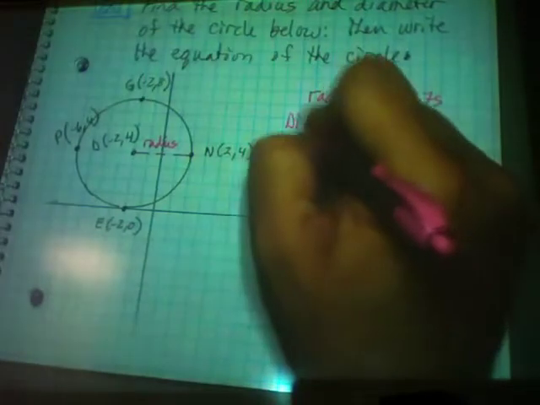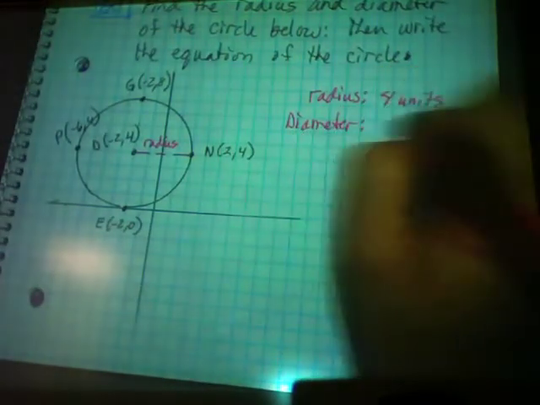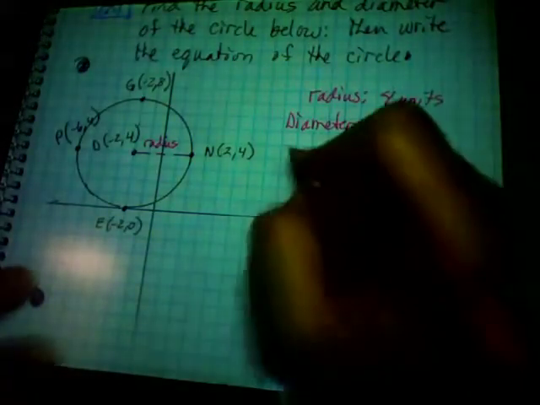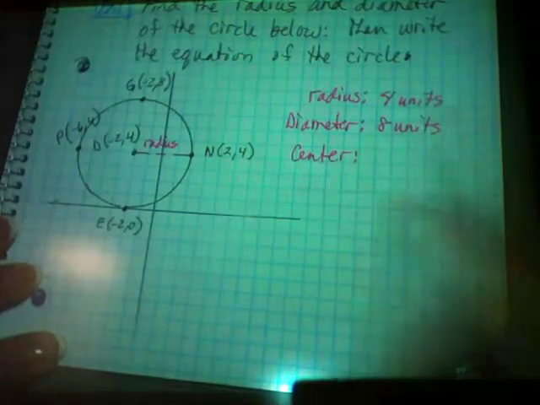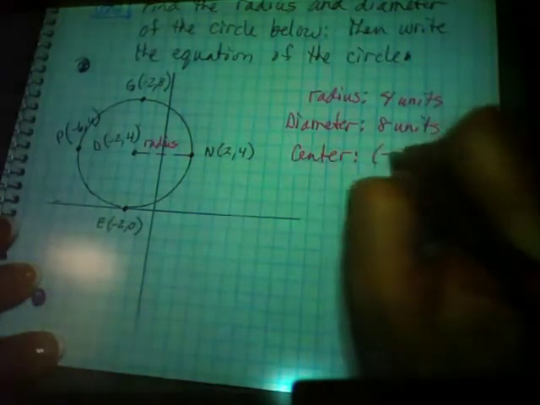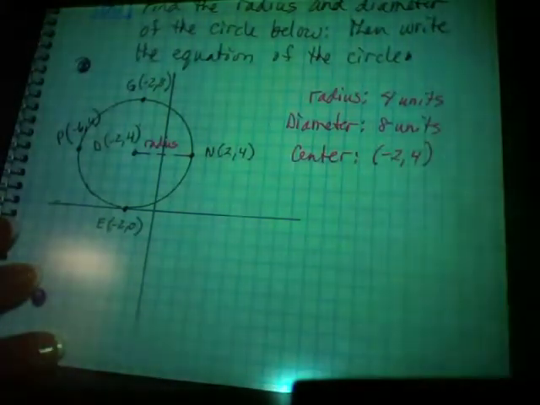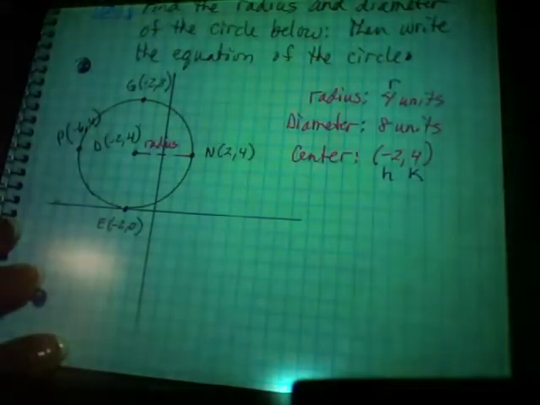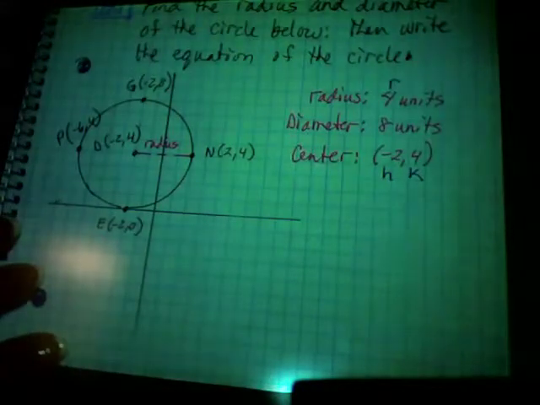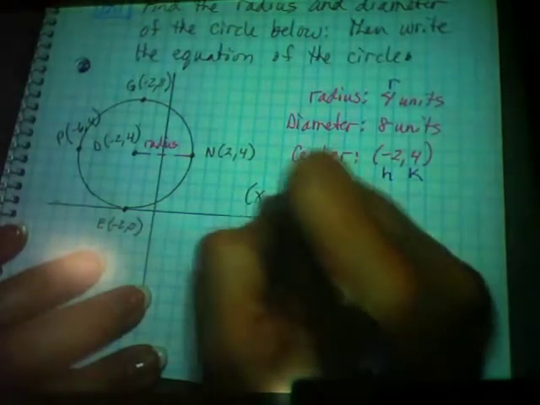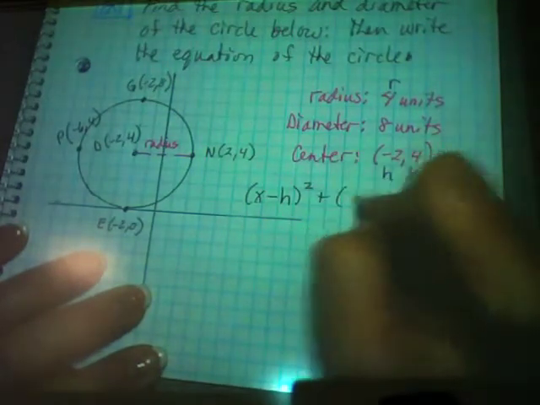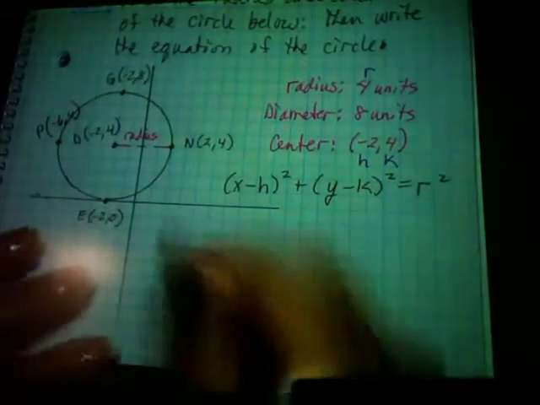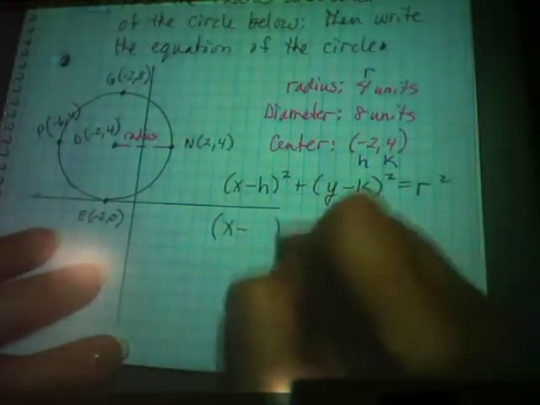What's my diameter? 8 units. Mind-blowing, isn't it? And then what's my center? What's your center? (-2, 4), right? And so we just found h and k, and isn't this r? Can't you write the equation for your circle? So here's the general equation for your circle, (x - h)^2 + (y - k)^2 = r^2. So we're going to plug into that equation what we know.